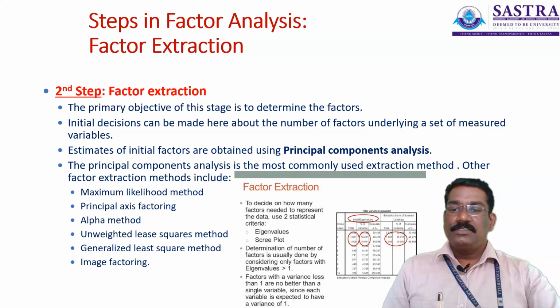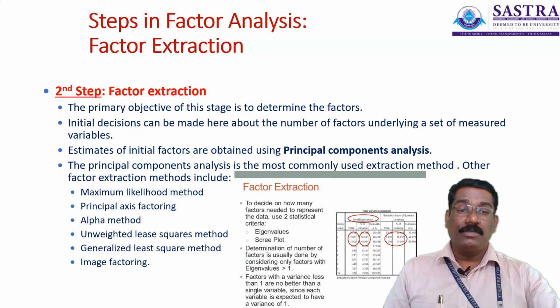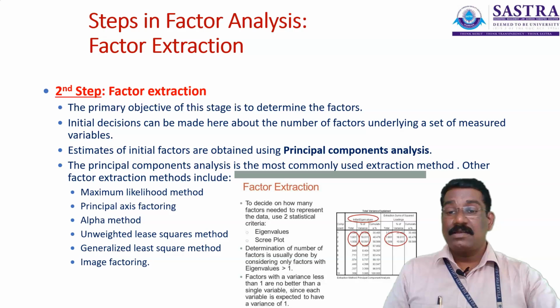So when you look at this, estimates of initial factor are obtained using principal component analysis. The principal component analysis is the most commonly used extraction method. Other factor extraction methods include maximum likelihood method, principal axis factor method, alpha method, unweighted least squares method, generalized least squares method, and image factoring.